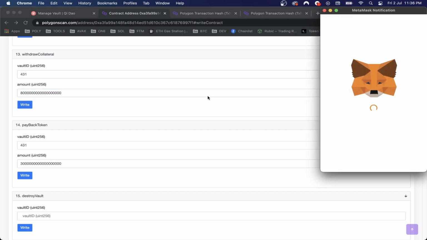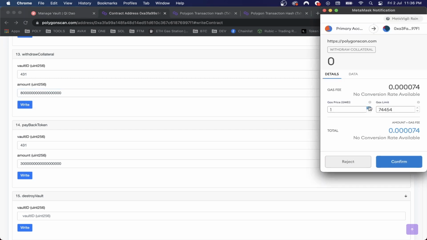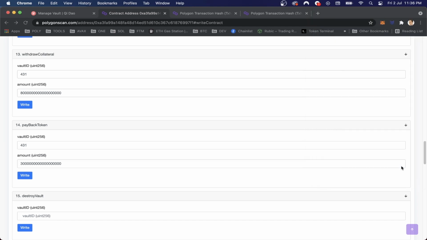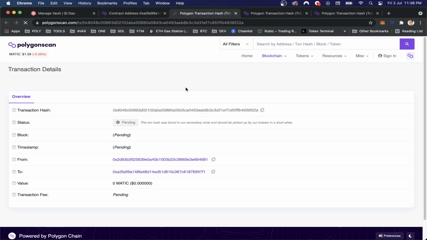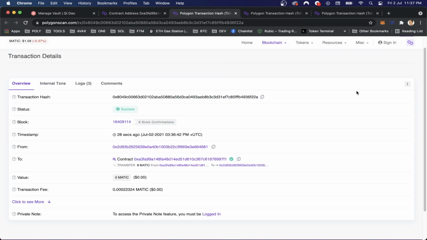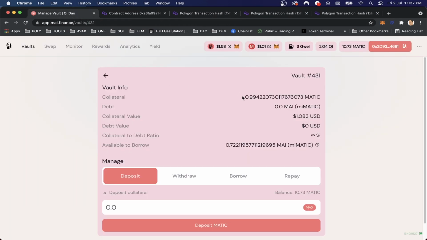And then I will click write, up the gas to about 5 and confirm. And then we can view our transaction, and it should be a similar story. And now we should get a similar successful transaction page. And if we go back to the vault, we can see that our 8 was removed from the collateral. Okay, so that's just about how to interact with the contract directly.